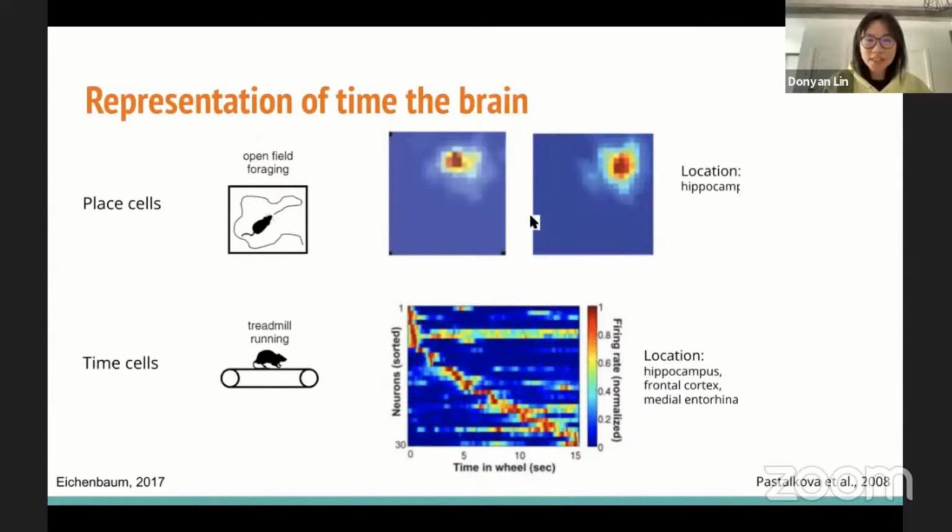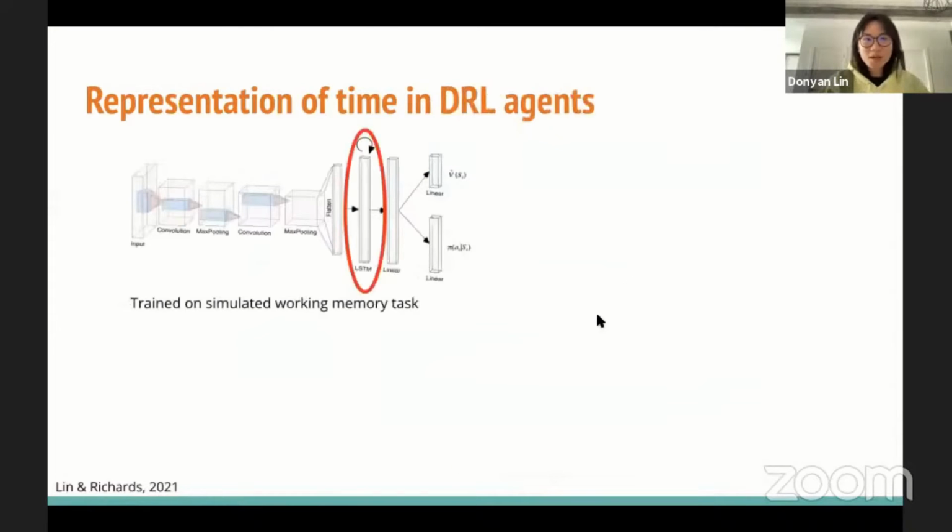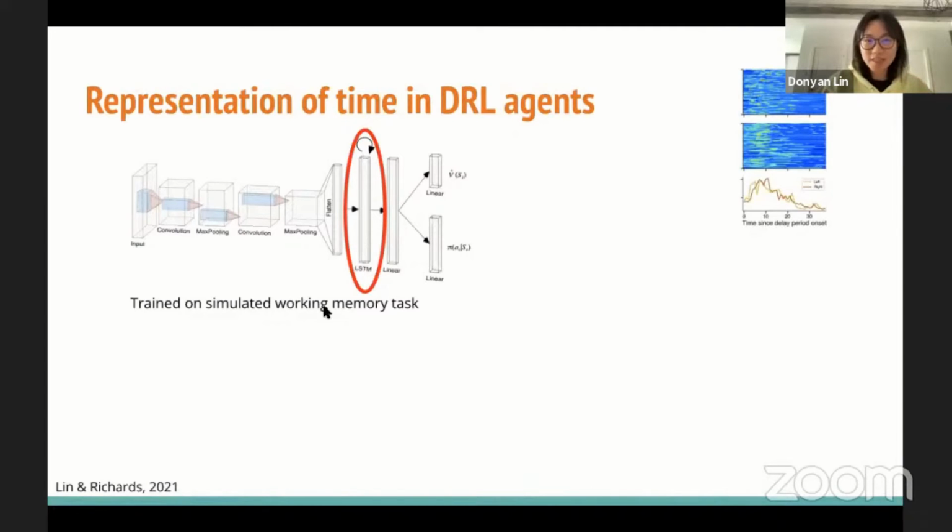In our study, we tried to model these time cells with deep reinforcement learning agents. What we have here is a convolutional neural network to process the visual inputs, and then we pass it onto a layer of LSTM units to do the working memory task. Then we recorded the activities of the LSTM network.